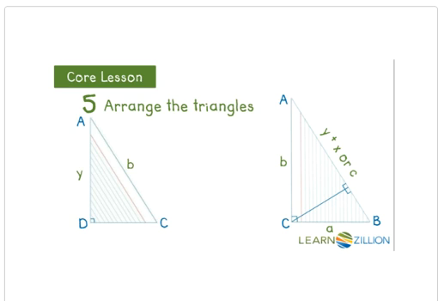For the medium triangle, again its right angle is in the bottom left and its hypotenuse is labeled b and its longer leg is labeled y. The smaller triangle, its right angle, bottom left again, and its hypotenuse is labeled a, and its shortest leg is labeled x.